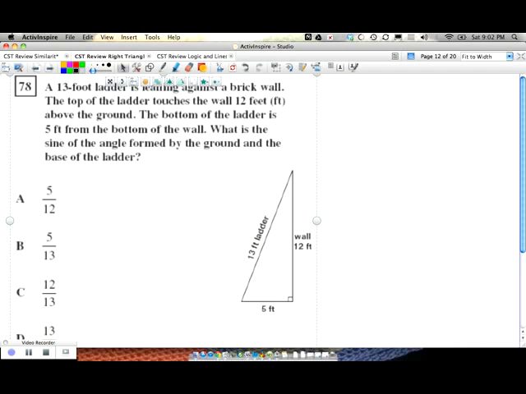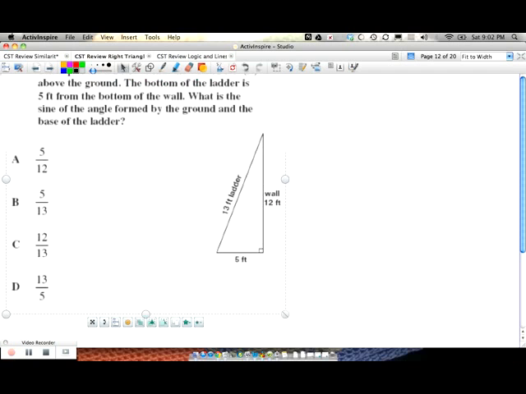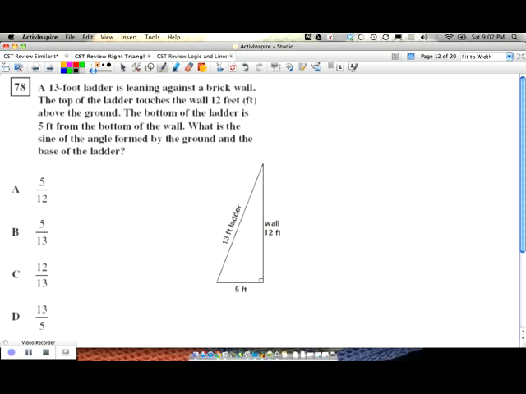A 13-foot ladder is leaning against a brick wall. The top of the ladder touches the wall at 12 feet, so that's where this number comes from. The ladder is 13 feet, and this is 5 feet. It says, what is the sine of the angle formed by the ground and the base of the ladder? So that must be down here, because I'm guessing the ground would be on the bottom. That would be kind of weird if you climbed a wall and this was the ground as well. Okay, so that's the ground, and it's asking about this angle right in there.